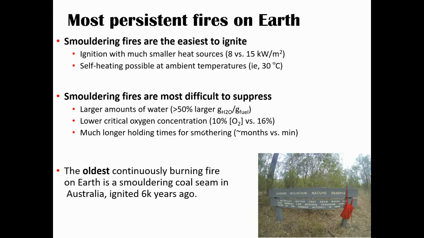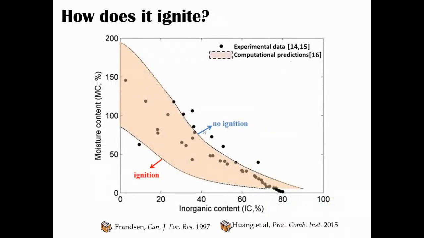And now this site, which is called the Burning Mountain, is a natural reserve and a native sacred site. And I recommend, if you're close to Sydney, that you stop by and take a look at it. It's still burning. It moves about a meter per year. But how does it ignite? We can take a look at what the experiments and the modeling in the literature tell us about this.